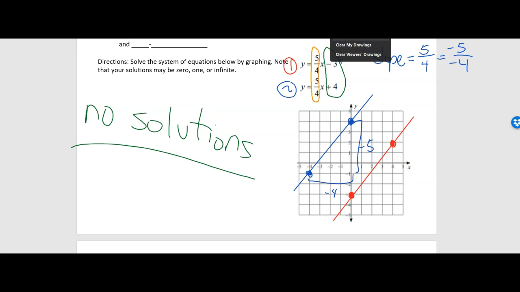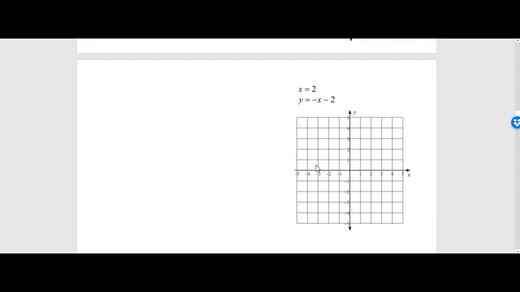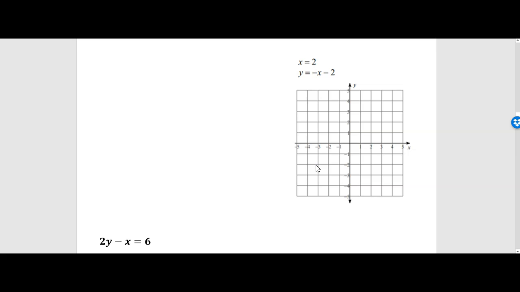Let's do one more graph example. Let's do this one right here. Again, take a couple minutes, graph those, and think about what the solutions would look like. Okay, first one's a little different than normal. That is a vertical line, right? It's just x is equal to 2. So it goes through 2 on the x-axis. And we have a vertical line that looks like that.